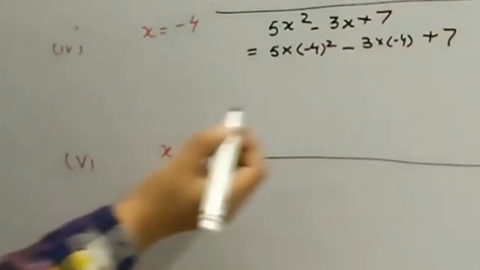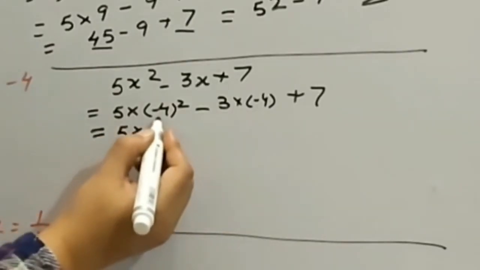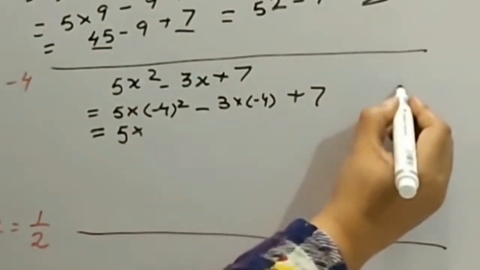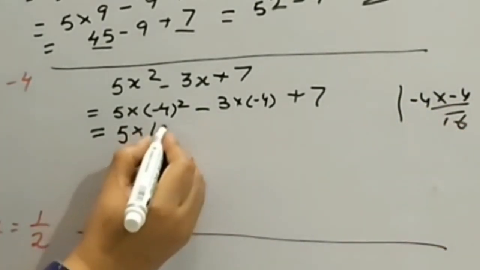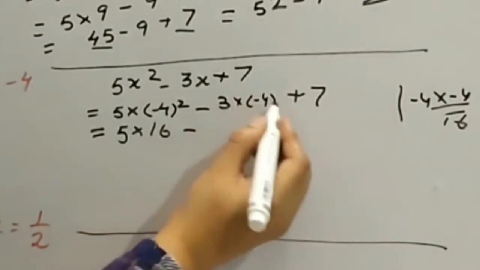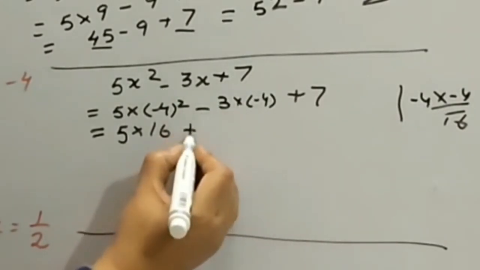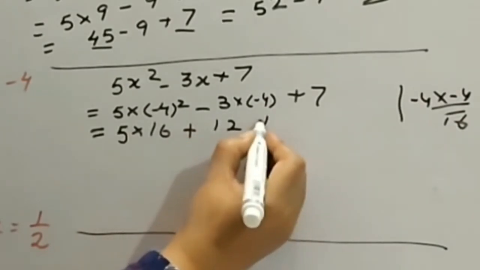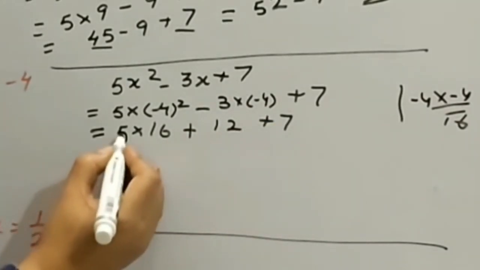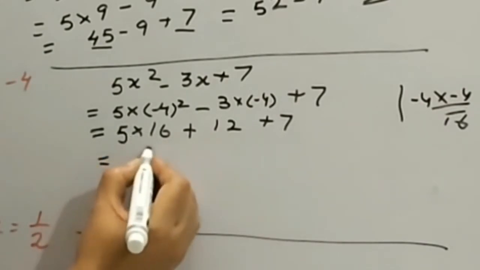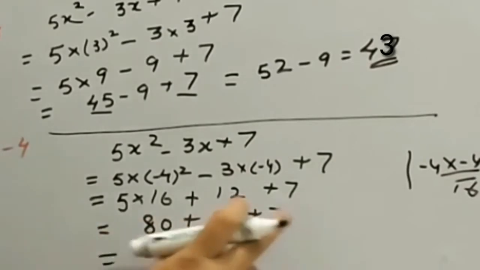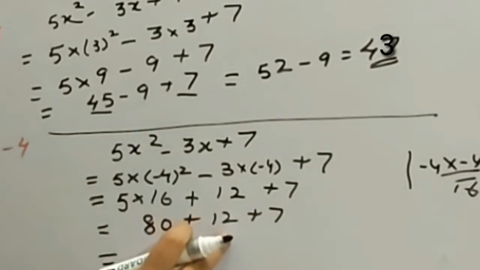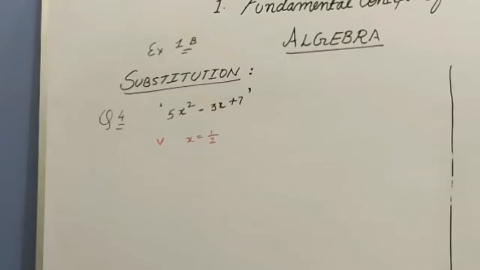Plus 7. Now solve. Next step, 5 into the square of minus 4. Square of minus 4 means minus 4 into minus 4, that is 16. Minus 3 into minus 4. Minus into minus is plus, 3 fours are 12, plus 7. Next step, 16 into 5. 16 fives are 80, plus 12 plus 7. Now sum up. 80 plus 12 is 92, plus 7, 99 is the value of this expression.